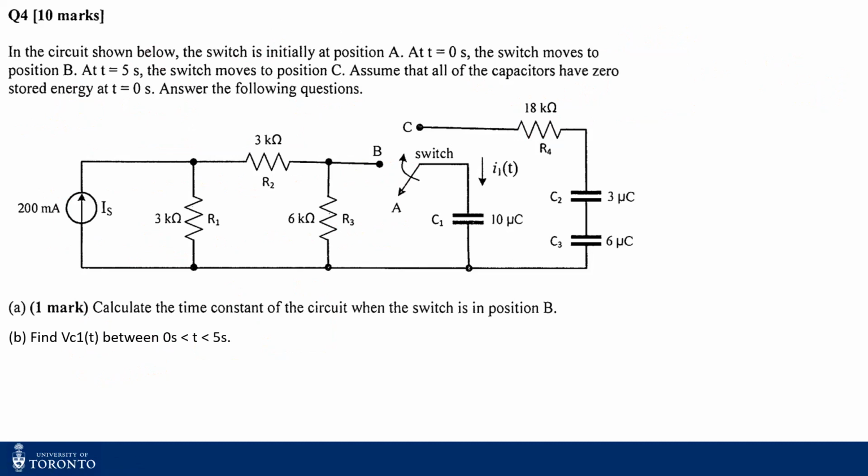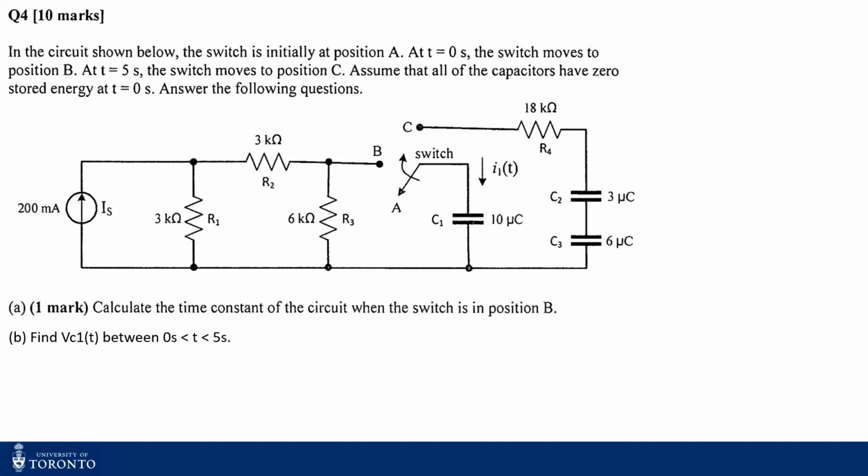Now here we see a transient circuit. So you see basically initially the switch was at position A, and then the switch was moved to position B at time equal to 0 seconds, and then again the switch was moved to position C at time equal to 5 seconds.